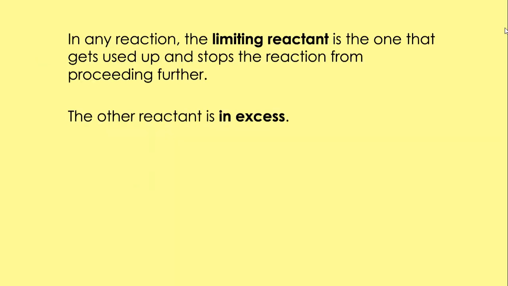In any reaction, the limiting reactant is the one that gets used up. If you're reacting two or more substances, one of those will get used up before the other, because you never put exactly the same amount of both reactants in, and by amount I mean moles. So one of them gets used up first, and we call that the limiting reactant. The other one, there's some left over after the reaction is finished, and that we call the reactant or reagent that's in excess, because there's more of it than you need for the reaction.